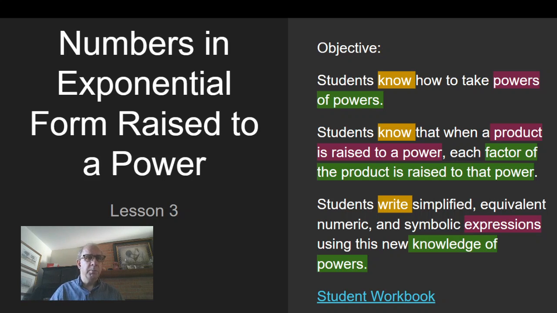So I did the student workbook. So here's the slide deck one. So we know how to take powers of powers. That's what we're going to learn. We're going to know that a product is raised to a power, each of the factors is raised to the power. And then you're going to write simplified, equivalent, numeric, symbolic expressions. You're going to write expressions from your knowledge of powers.